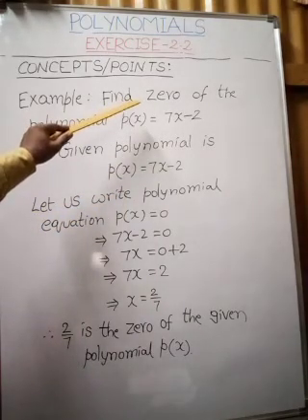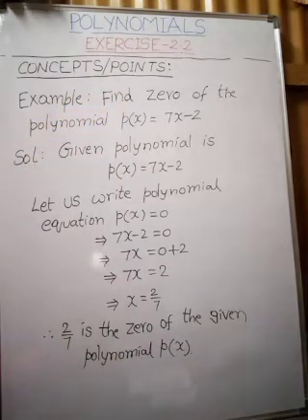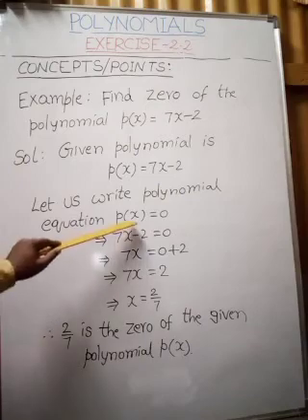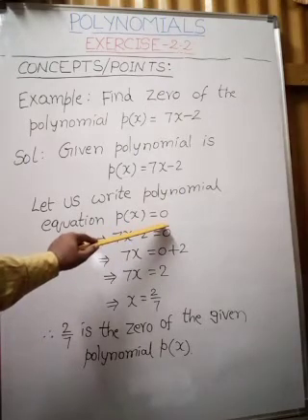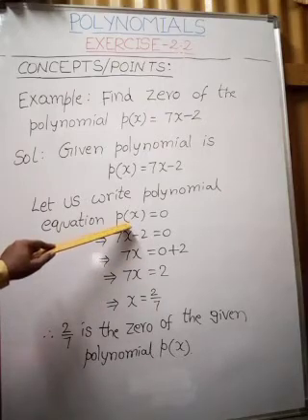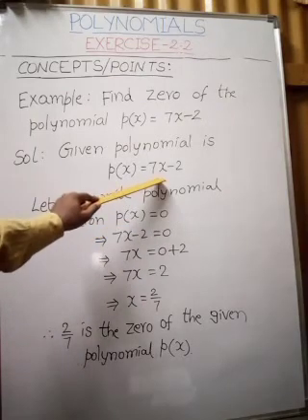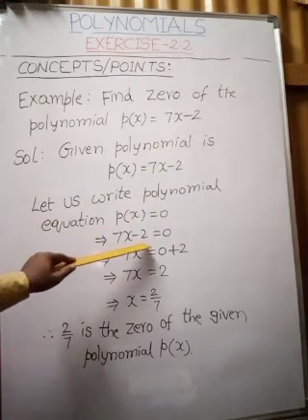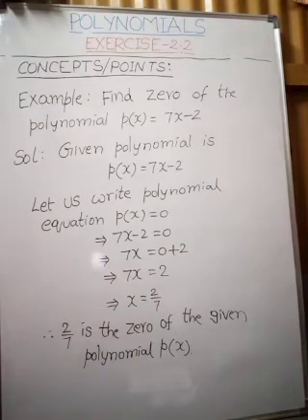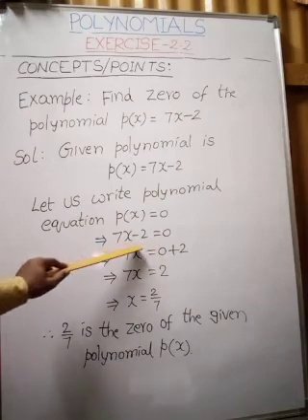We are going to find the zero of this polynomial. Then what is the first step? We have to write the polynomial equation p of x is equal to 0. So let us write the polynomial equation p of x is equal to 0. This implies in LHS p of x is there. What is p of x? 7x minus 2. Write that polynomial in LHS is equal to 0. Understood this step, my dear children? Right. Now we have to solve this equation.